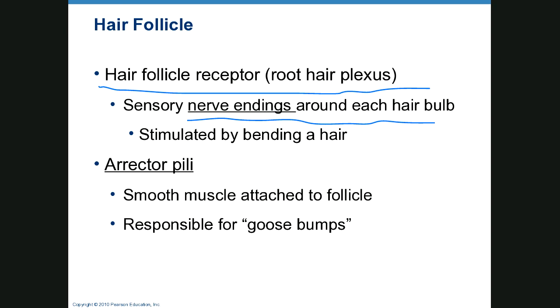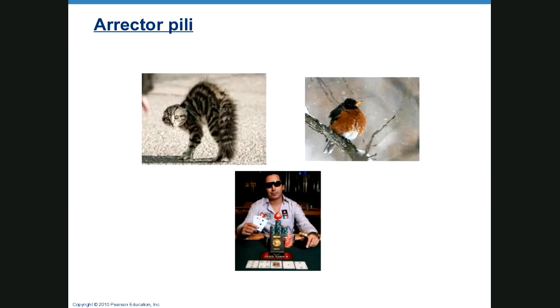The arrector pili muscle is a smooth muscle attached to each hair follicle, and if you're cold, you get goosebumps because that hair pulls up and makes a little bump in the skin as it pulls up. And also if you're nervous or excited. Now, we're going to look at reasons why humans would get it after we look at the animal. Okay, this cat is very frightened, and he's sticking his hair up.